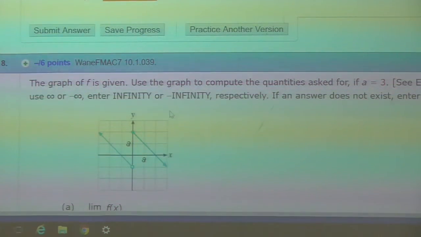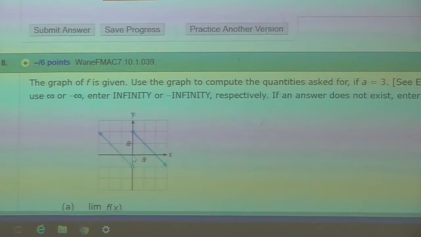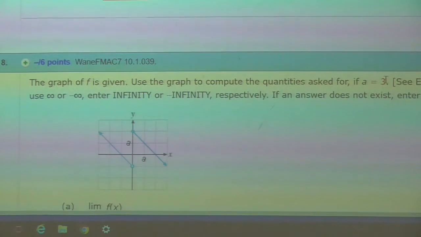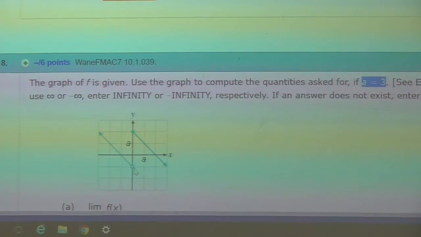Okay, how about this one? First of all, what's the height at 0? When x equals 0, what's the height? So there's a circle here and a dot here. So the height is what? I guess a is equal to 3, so the height is 6, right? Okay? It's not negative 3, right?